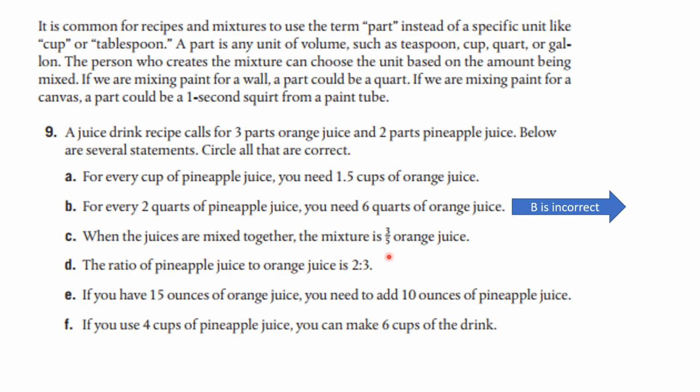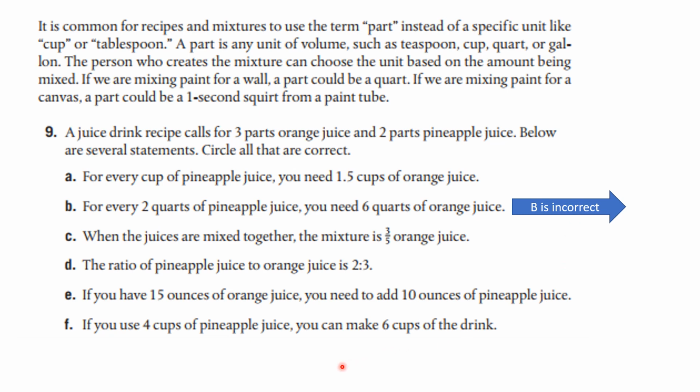This is 3 to 5 because you're saying what fraction is orange juice. The ratio of pineapple juice to orange juice is 2 to 3. If you have 15 ounces of orange juice, you need to have 2/3 of that of pineapple juice. That would be 10. And if you have 4 of this, you would have 6 cups of the drink because each of those is going to have, actually that one's wrong too. So F is also incorrect.